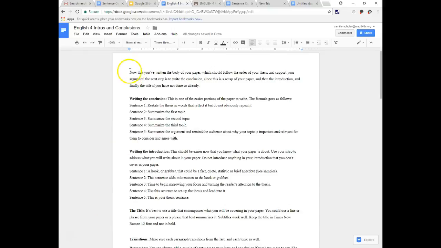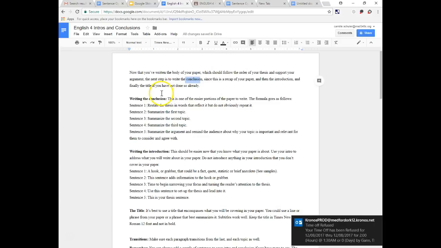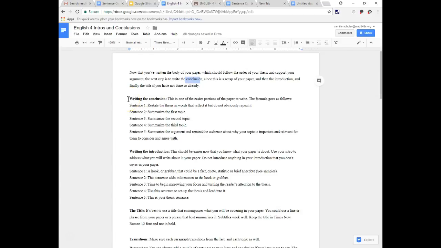Hi, seniors. Okay, now that you've written the body of your paper, which should follow the order of your thesis and support your argument, that means you've written all three topics. The next step is to write the conclusion right here. Since the conclusion recaps your paper, then you write the introduction, and finally you write the title if you haven't already done so. So the first thing you want to do is write the conclusion.